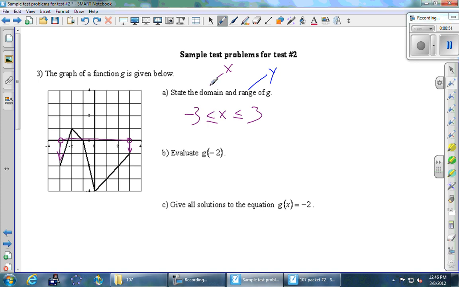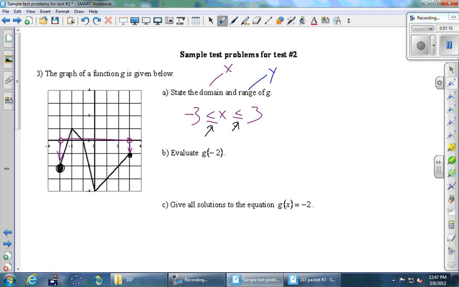Maybe I should be clear that it's assumed that those endpoints are filled in and included. The only way to make it not included would be to really go out of my way to put an open circle on the graph I gave you, but I didn't. So with nothing there, assume that it's included, which is why we had less than or equal to.